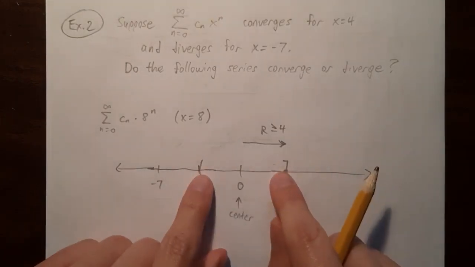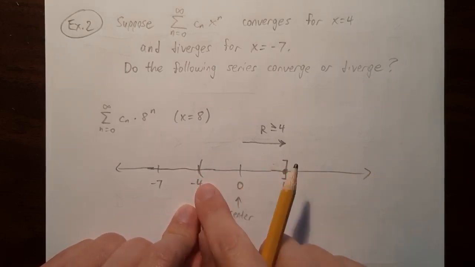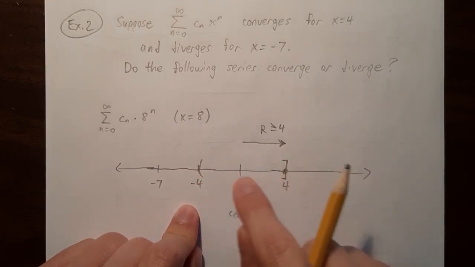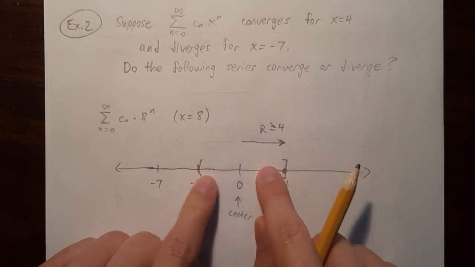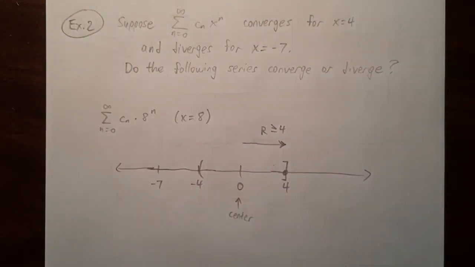And so what that means then is everything inside the interval from -4 to 4, half open, half closed, has got to be convergent. So let me go and maybe illustrate that real quick.